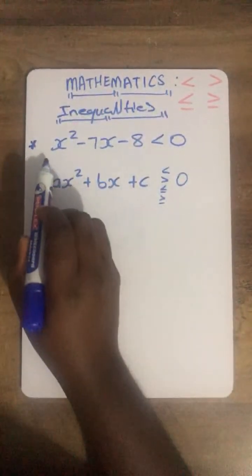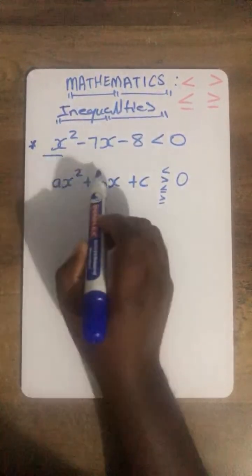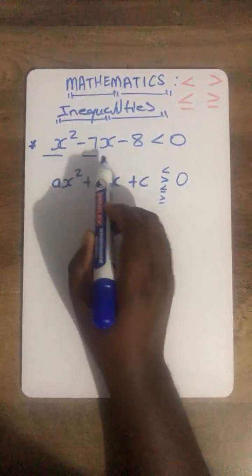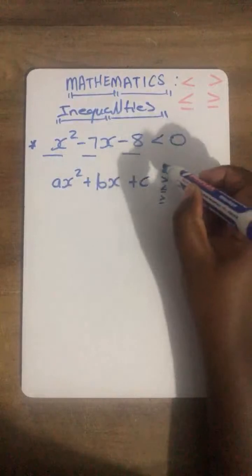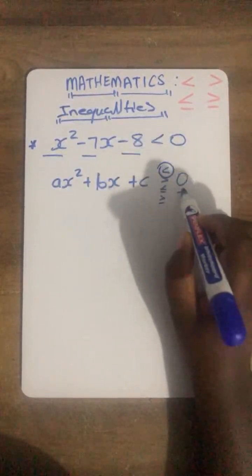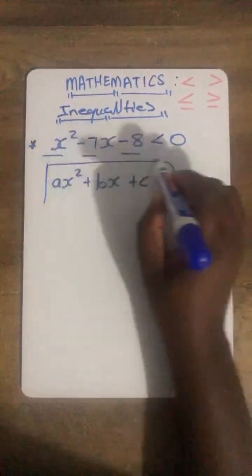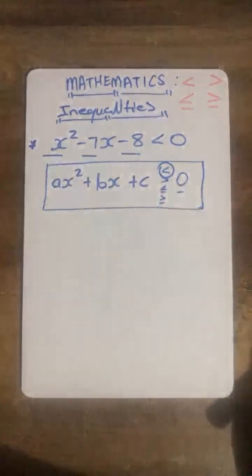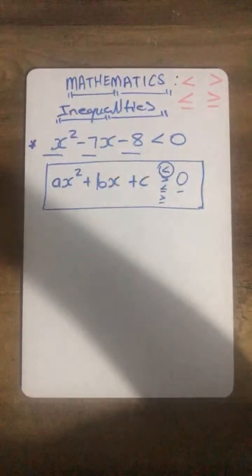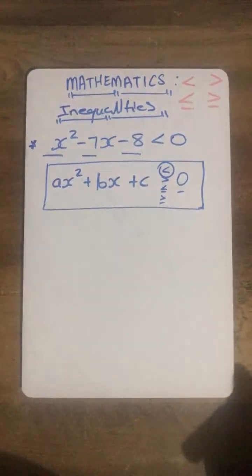So, can you guys see? That one is in the standard form because you have 1x squared. Your b in this case, it is negative 7. Your c in this case, it is negative 8. And then you've got that inequality sign, and then on the right, you are having 0. So that means it is now in the standard form. Why do you want it to be in the standard form? It is so that you can factorize or find the critical values.